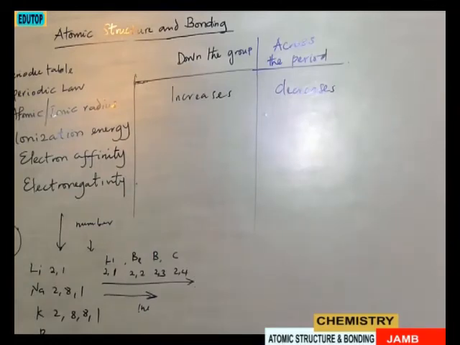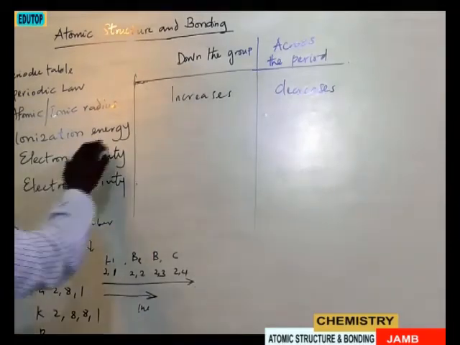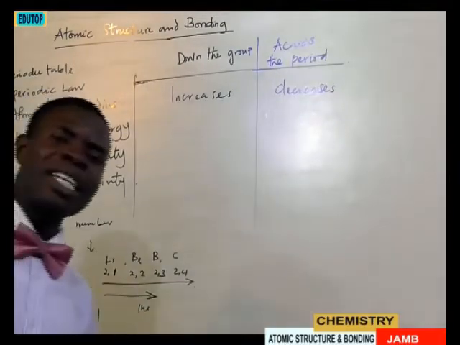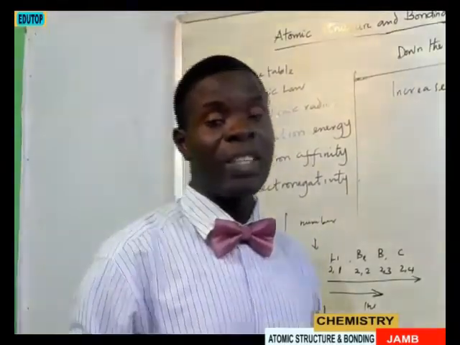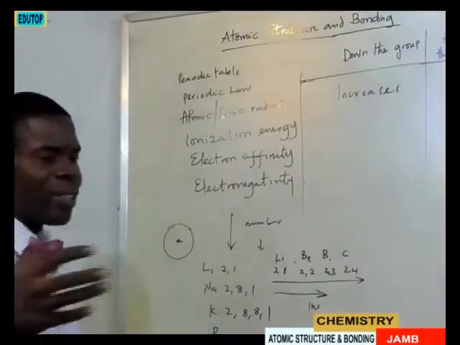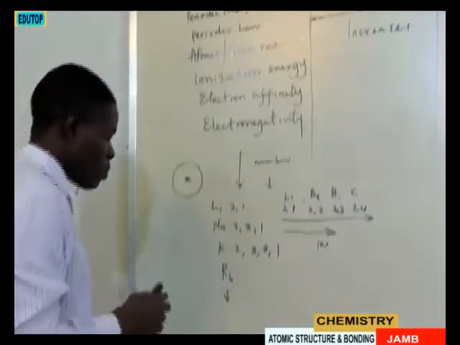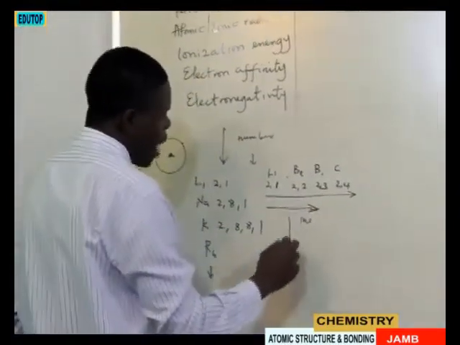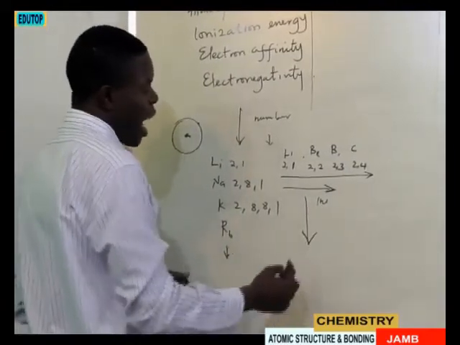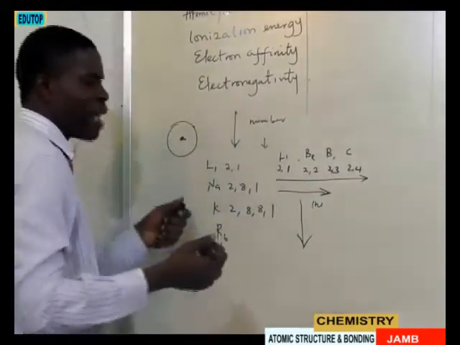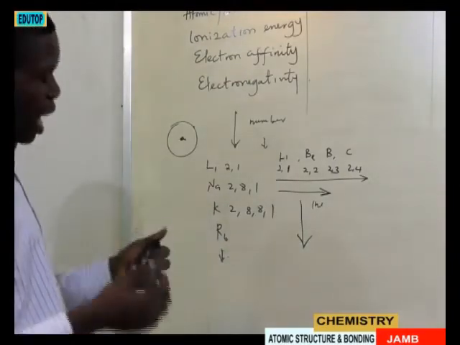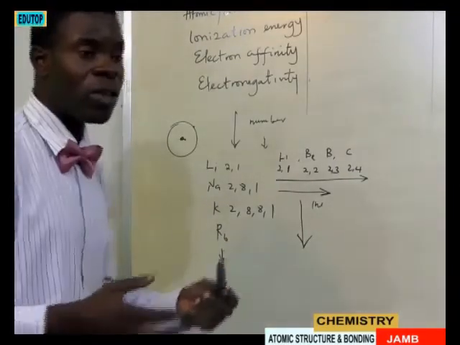Then, ionization energy. Ionization energy is the energy required to remove an electron from an atom in a gaseous state to form a gaseous ion. So it simply means the energy that is required to remove an electron. As you are moving down the group, what happens? There is an increase in atomic number, and as the atomic number increases, the size, or the distance between the positively charged nucleus and the outermost electron, also increases.